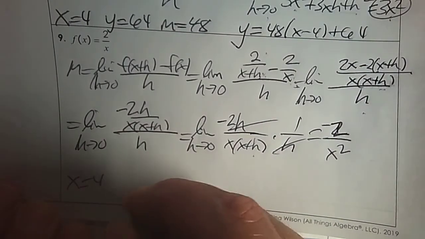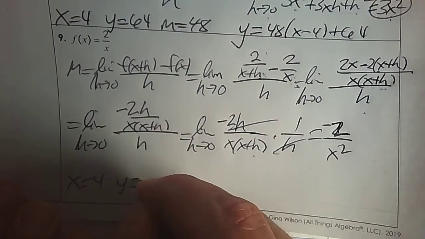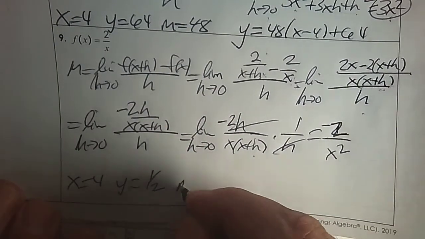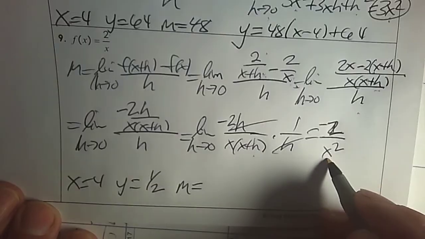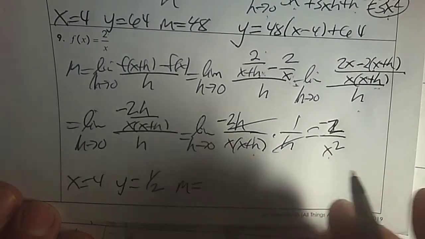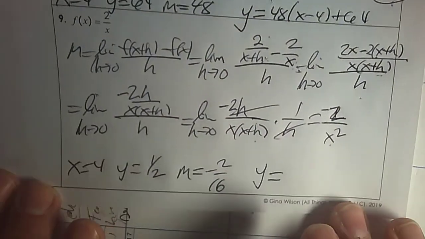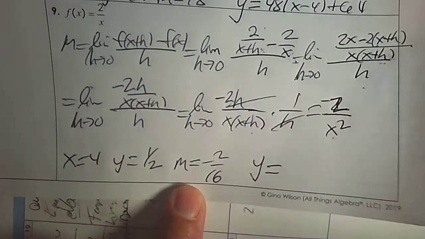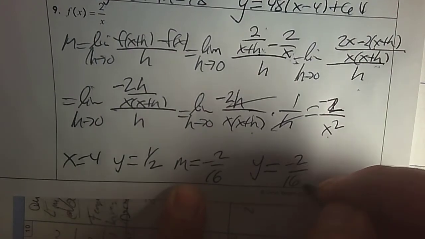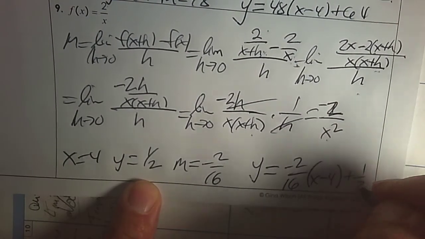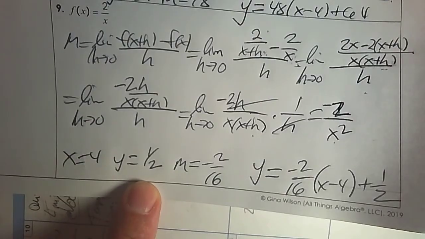So now we have a formula to work with. So we're told the x coordinate is 4. The y coordinate, if I plug in, is 2 divided by 4, which is a half. And then the slope, plug in 4 here for the slope. Negative 2 over 16. You don't have to simplify. So the equation of a tangent line: slope negative 2 over 16, x minus 4 plus 1/2. The equation of a tangent line.